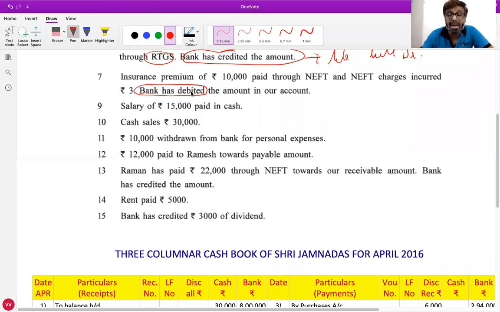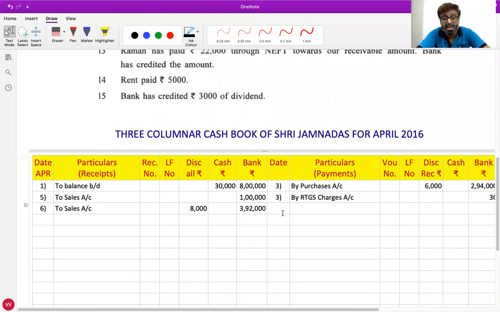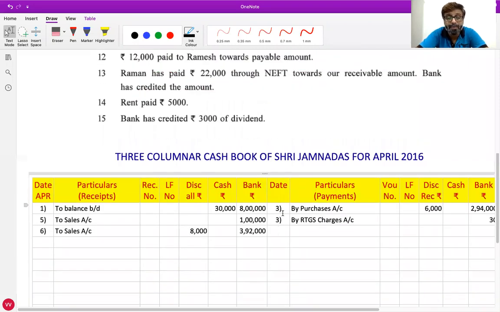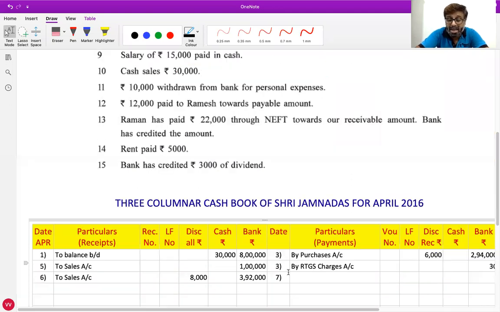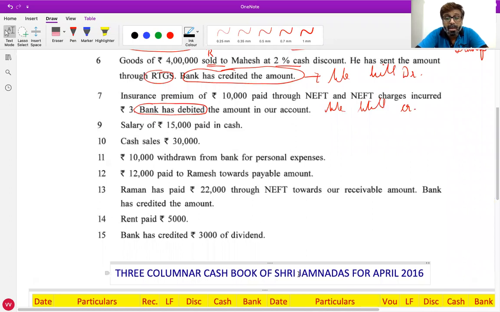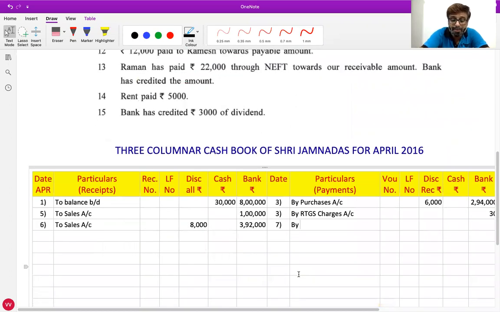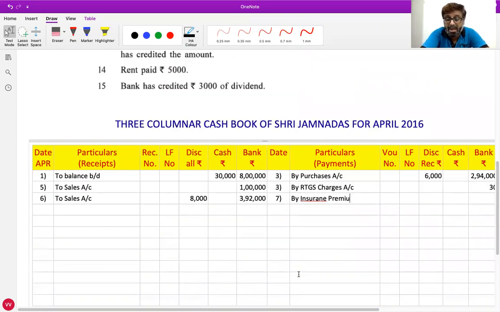Bank has debited. So what will we do? Credit side, we will credit. Bank has debited, so we will credit. So on the credit side, what is the date? 7. What is the name of the opposite account? By insurance premium account. Okay.